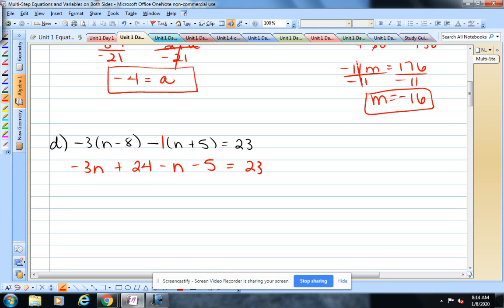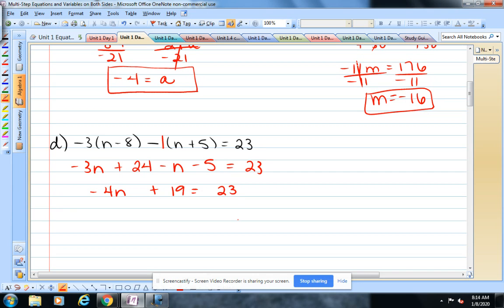Okay? So now what do you think we're going to do? Combine like terms. I've got n's that are like terms over here, and I also have constants that are like terms, right? So let's do my n's. What's negative 3n minus 1n? Negative 4n. And what's positive 24 minus 5? Positive 19. Very good. So now I have negative 4n plus 19 equals 23.